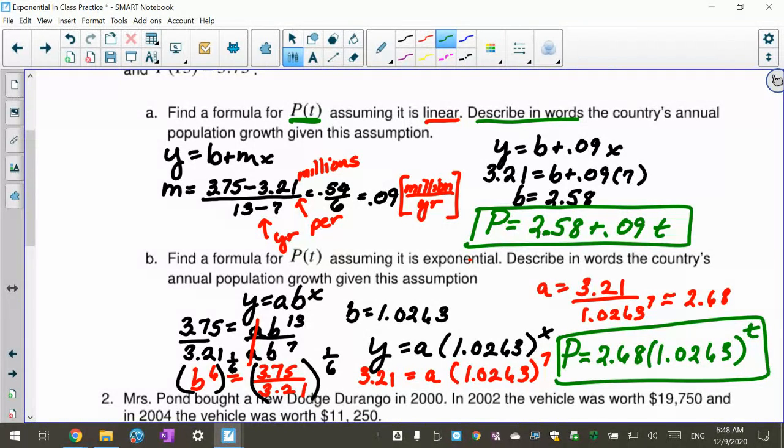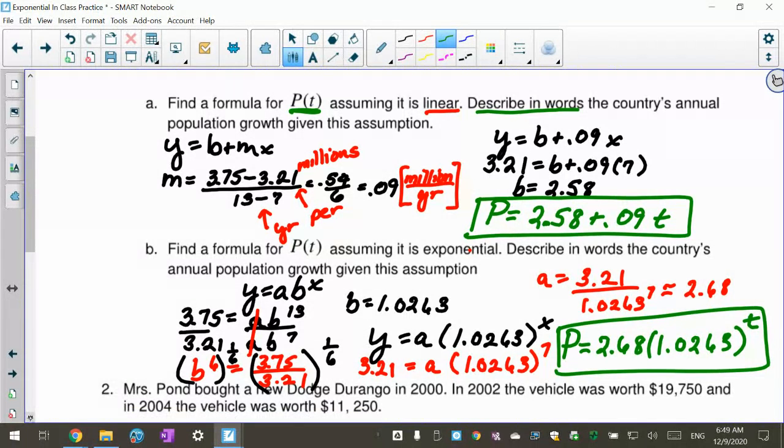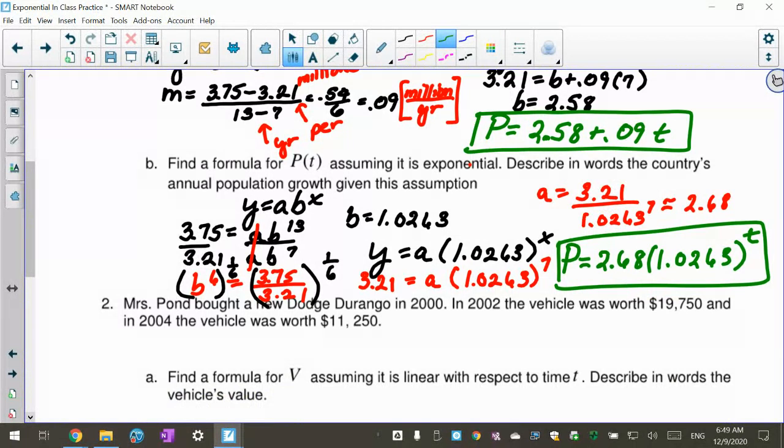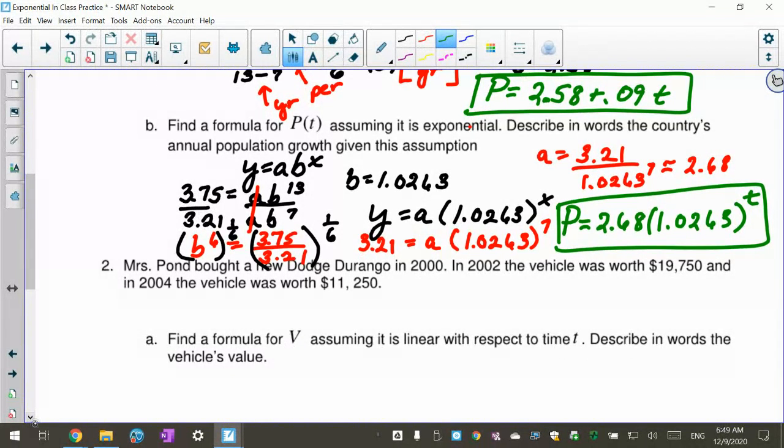So now I just found 2 formulas that could fit those data points. And only, like I said before, if we were to get another point or more information, we could figure out which one was the best fit for that population. But I also told the class, more often than not, the exponential one is more accurate because populations usually are exponential in growth and decay because people have babies and babies have babies, and so it grows quickly.